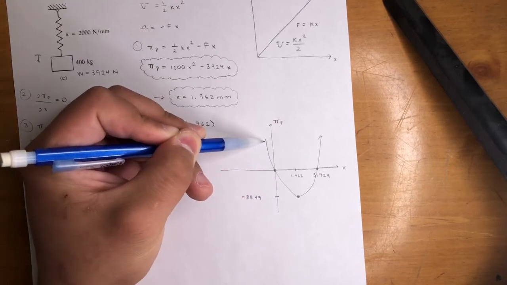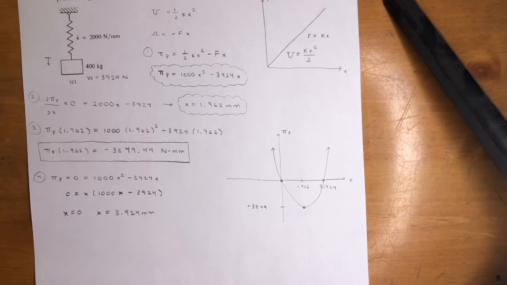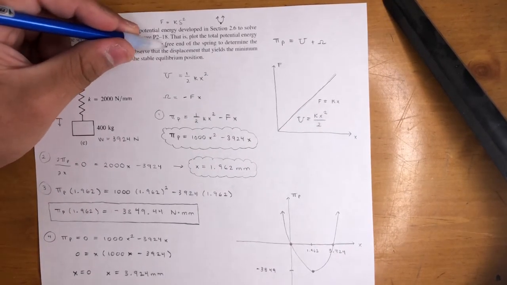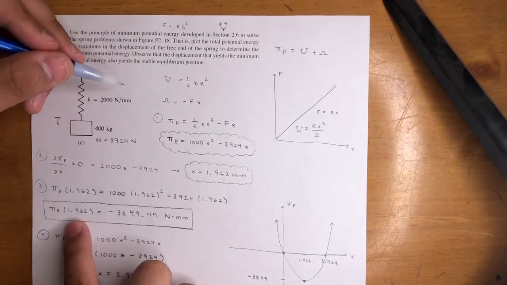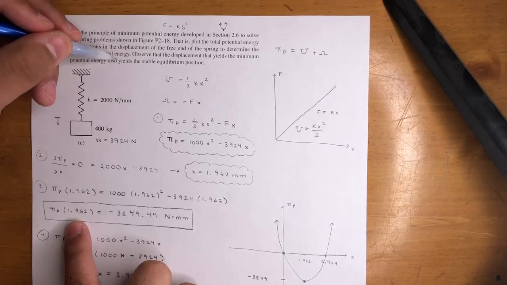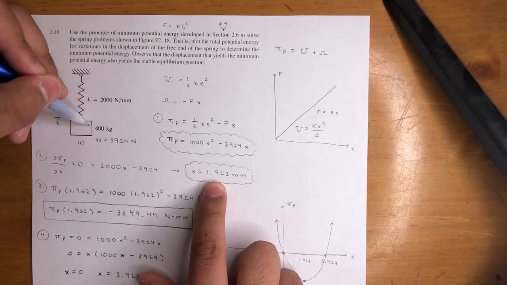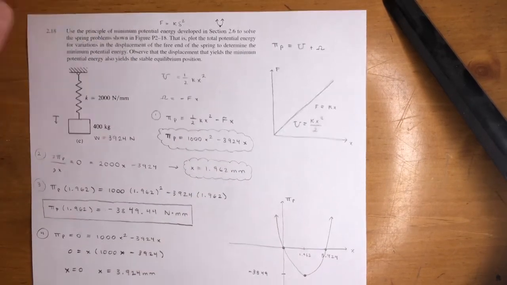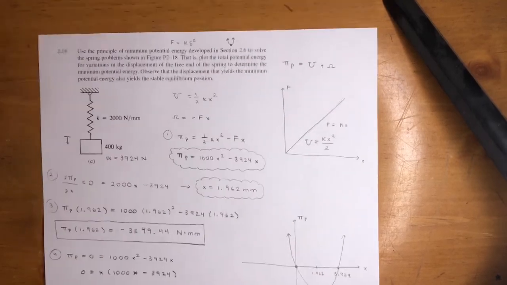I didn't make it look nice, but whatever. You get the idea. And that pretty much solves the problem, right? It says observe that the displacement that yields the minimum potential energy, so that displacement's 1.962, also yields the stable equilibrium position, right? We determined that when you apply that force, that's how much it's going to displace, and we saw that that is indeed the minimum potential energy right there. So cool, this problem's done.